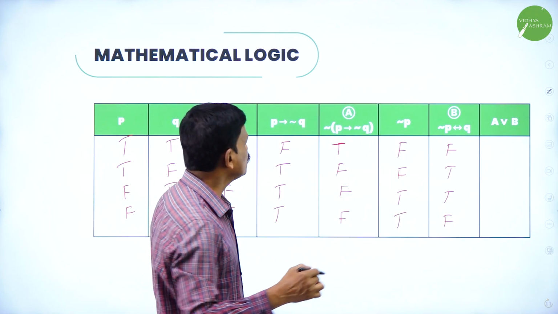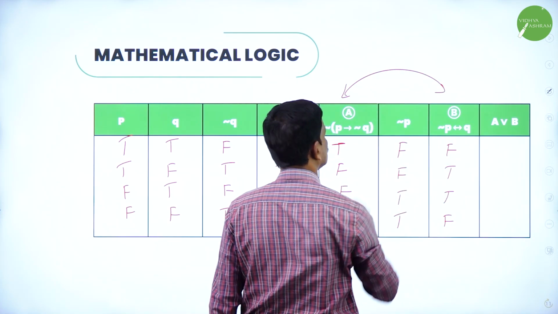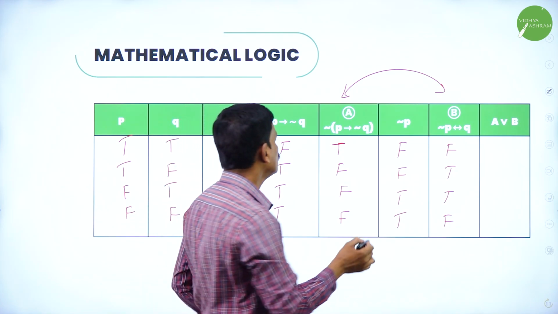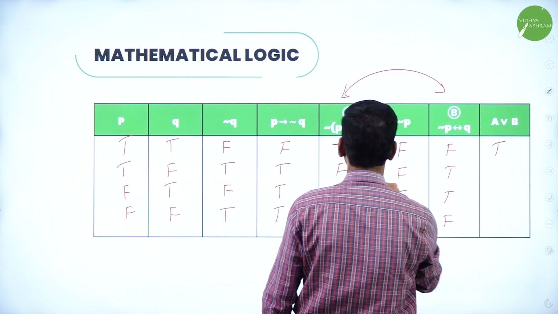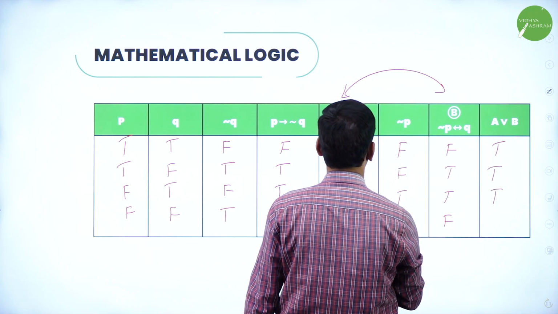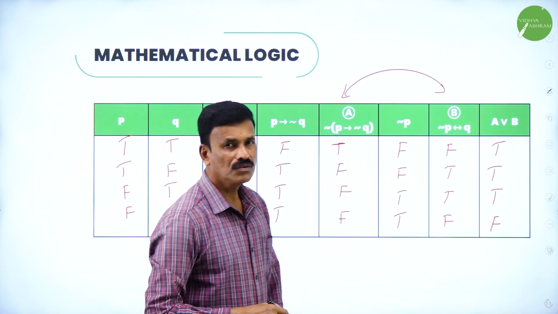Right. Now write down the disjunction for these two. In the case of disjunction, false and false is false. In all other cases it is true. So true and false is true, false and true is also true, false and true is also true, and false and false is false. Right. What do you say?